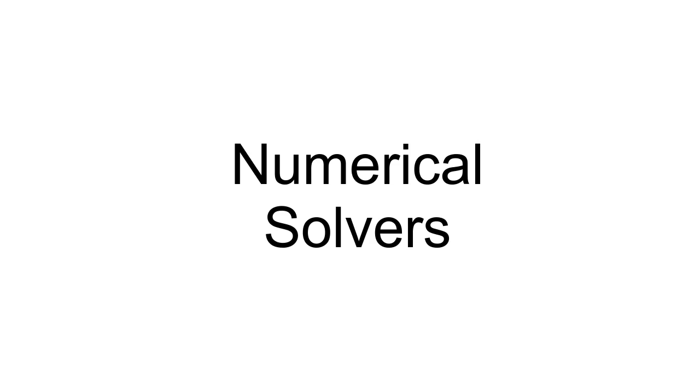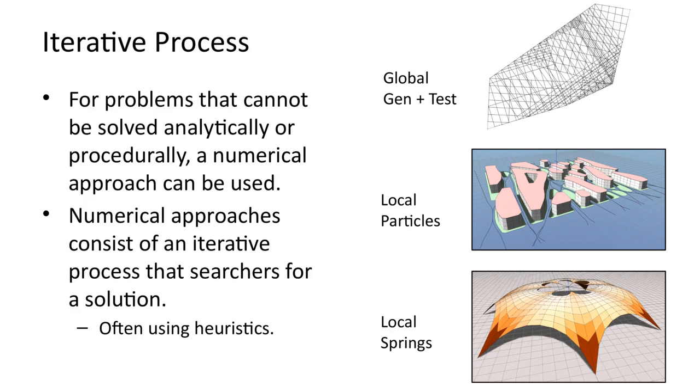We discussed 3 ways of solving constraints: analytical, procedural, and numerical. This video will focus on the numerical approaches to solving constraints. For problems that cannot be solved analytically or procedurally, a numerical approach can be used. Numerical approaches consist of an iterative process that searches for a solution. They often use heuristic rules to guide the search.